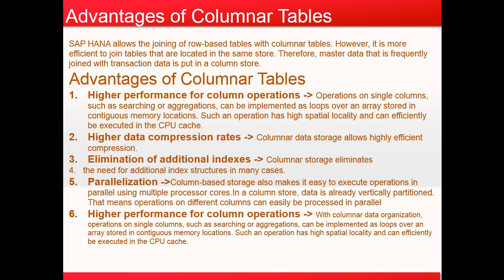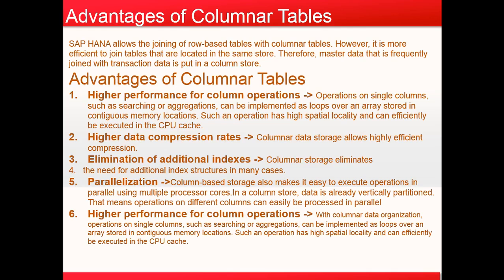Okay, the next main benefit is the higher data compression rates. Columnar data storage allows highly efficient compression, especially if the column is sorted. If it is sorted, it will give more compression. This is especially promising for SAP business applications, as they have many columns containing only a few distinct values compared to the number of rows, for example, country codes or status codes as well as foreign keys. This high degree of redundancy allows for effective compression of column data.